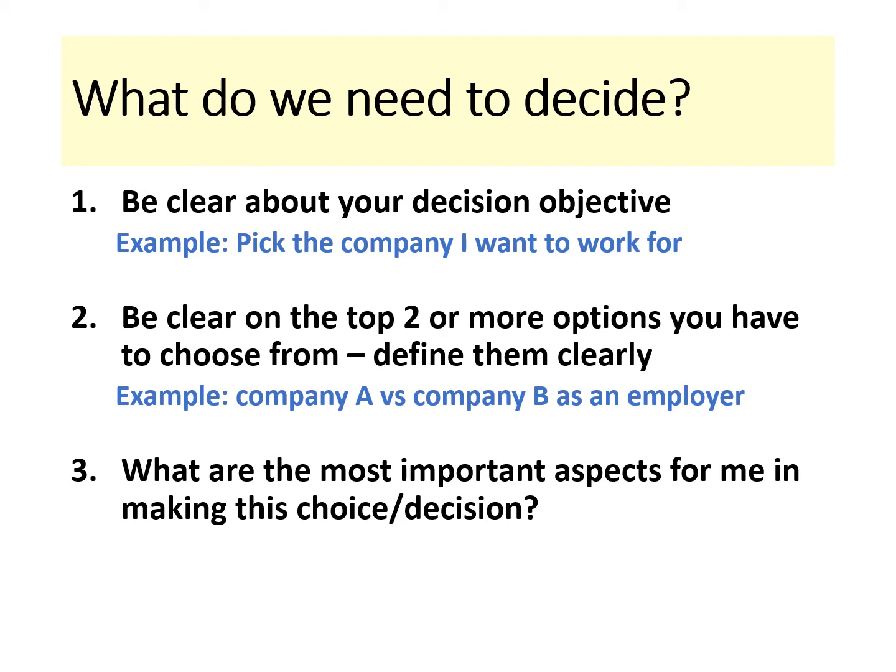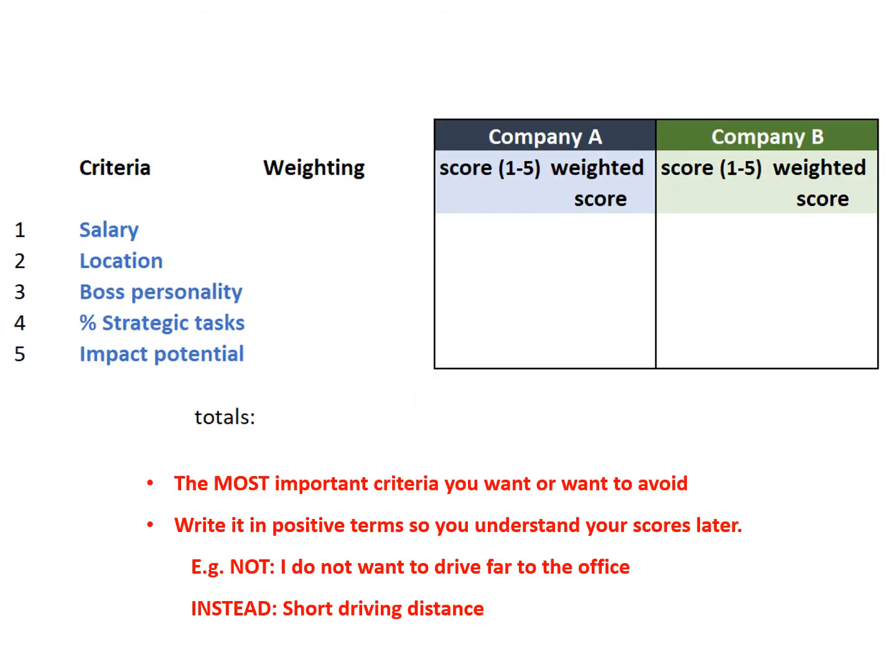On the third point there, the most important aspects of this decision, he has to think about that. What are the most important aspects that will make him want to choose company A or company B? As you can see on this page, Jack has written down on the left side 5 different aspects or criteria that will be important to him as he makes this decision: the salary he's going to get, the location of the office from his home, the boss's personality, how many strategic tasks he's going to get to do, and the potential impact that his role could have on the team. Those things are very important to him.